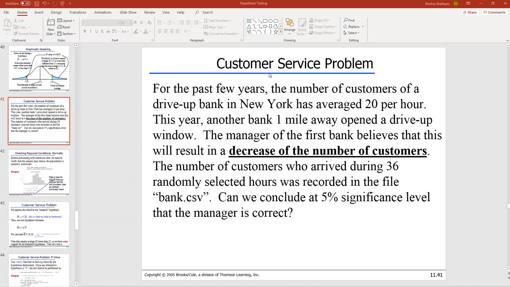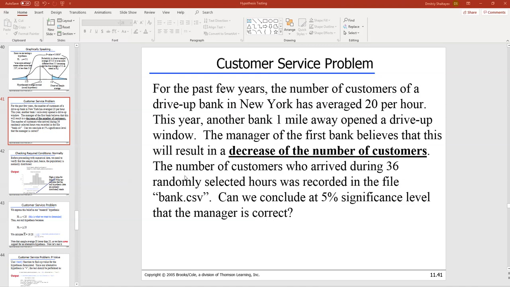For the past few years, the number of customers of a drive-up bank in New York has averaged 20 customers per hour. This year, another bank just 1 mile away opened up a drive-up window. The manager of the first bank believes that this will result in the decrease of the number of customers. So, a competitor opens up pretty much right next door. That means that some customers will probably switch to the new bank. They will transfer their money and their accounts to the new bank, and therefore you will see fewer customers per hour.